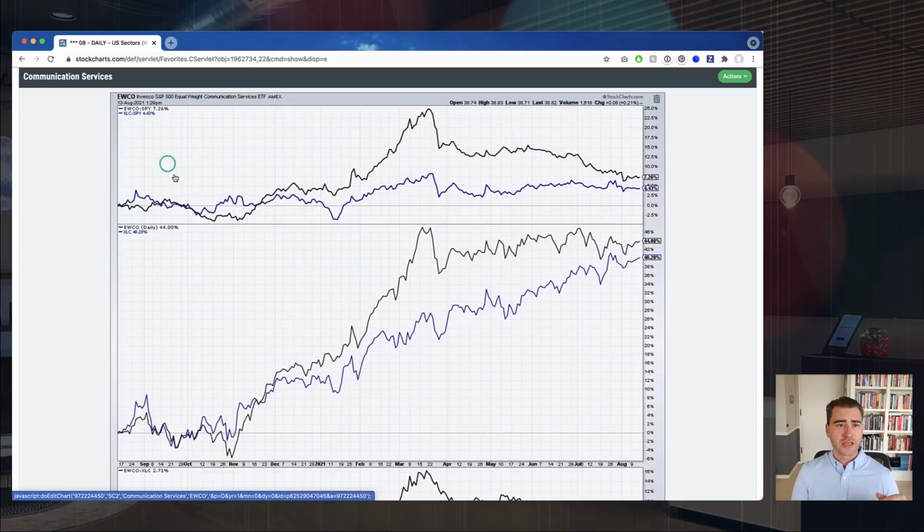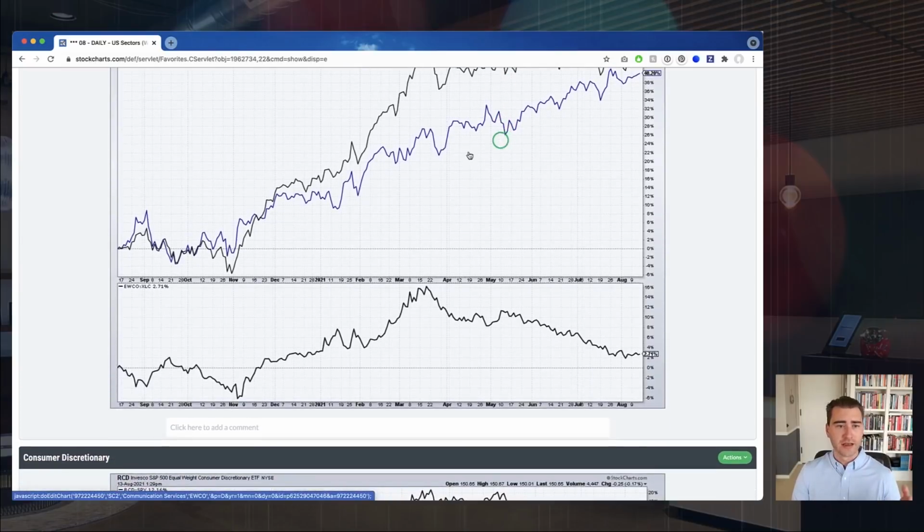We can do the same thing here, and I've switched it again to be benchmark versus SPY. So here we've got our equal weight communication services versus the S&P 500, and then we have the cap weighted communication services XLC versus the S&P 500. So we've got those combined relative strength lines here in the panel up top, and then again, down below, we've got the equal weighted sector versus the cap weighted sector.